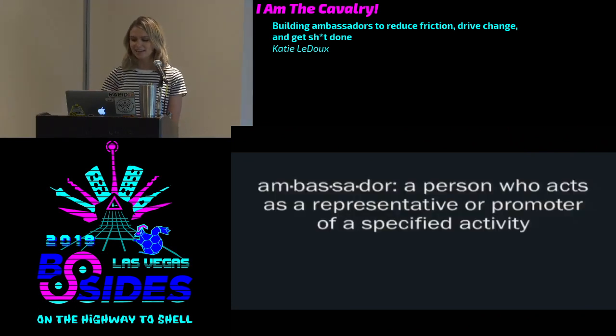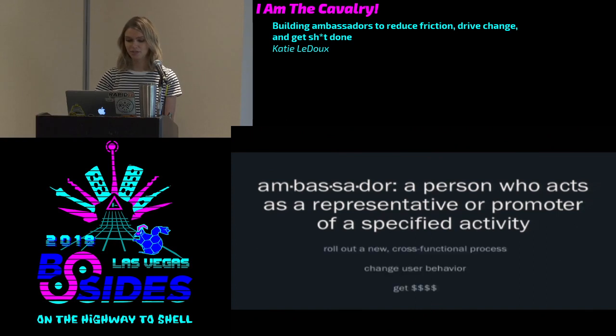Hopefully, it goes without saying that ambassadors are a really powerful tool when we are trying to get things done. I personally rely on ambassadors when I'm trying to roll out a new cross-functional process, when I'm trying to change user behavior, and especially when I am trying to get money for a project. Given the track that we're on today, some of you need ambassadors who can help you convince giant Fortune 100 companies to refrain from putting out products that could put our privacy and safety at risk. So those are pretty big stakes.